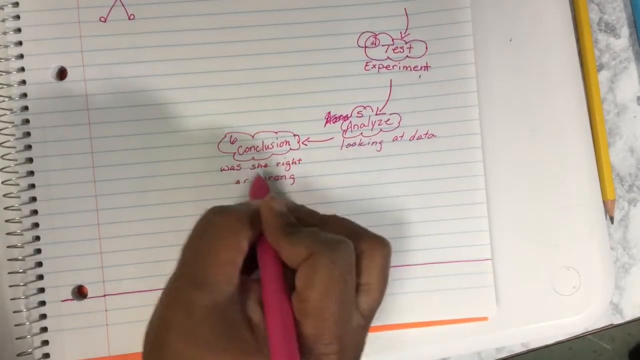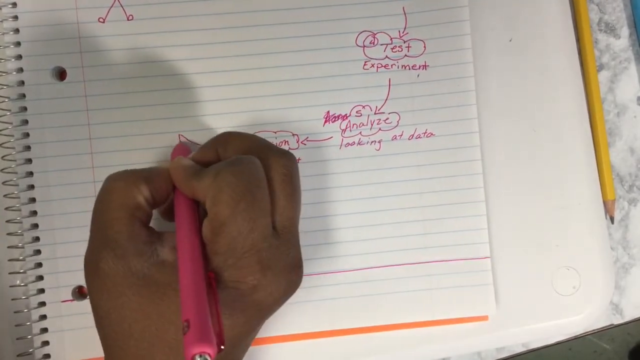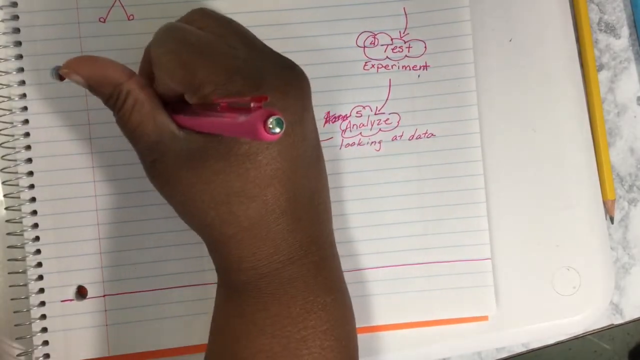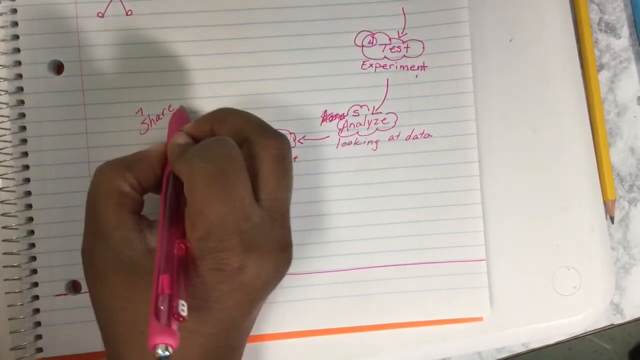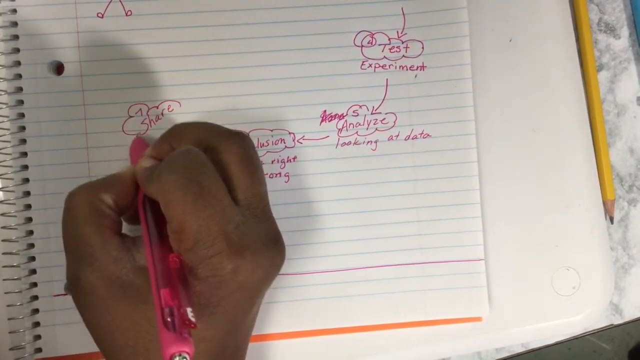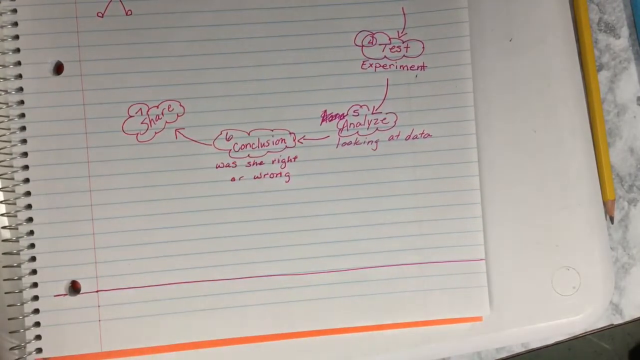If Josie was correct in her experiment, then she's going to share it with other people. She can share it on Instagram. She can share it in a paper. She can do a presentation, any way she wants to share her information.